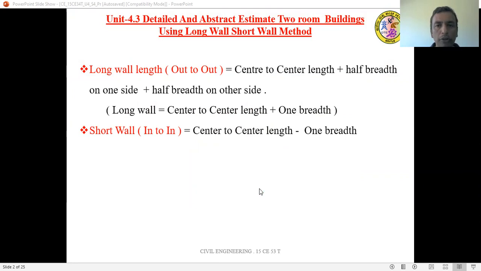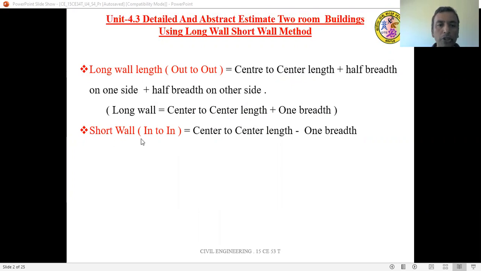Before doing the estimation of the different items of work, first you have to know the basic things in the long wall, short wall method. First, find out the true long wall length. It is actually measured from out to out. That is equal to the center to center length of wall plus half the breadth on one side and half the breadth on the other side. That means true long wall length is equal to center to center length plus one breadth.